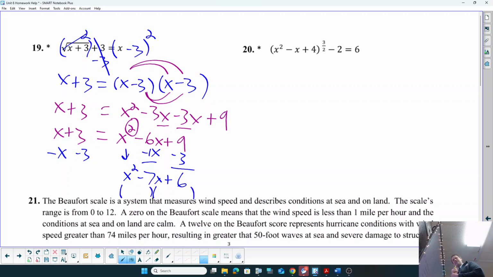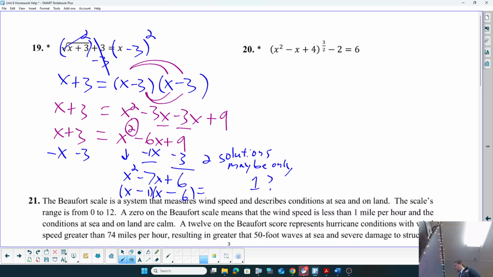So not 2 and 3, because that makes 5, but probably factors of 6, which are 1 and 6. The sign of the middle term goes with the bigger number. But how do we get a positive 6? Well, a negative times a negative is a positive. So we're going to have two solutions. Maybe only one.